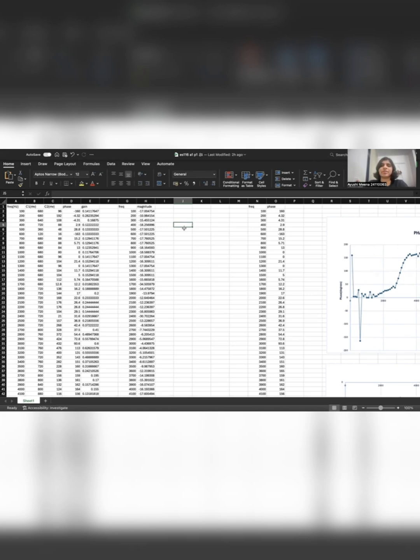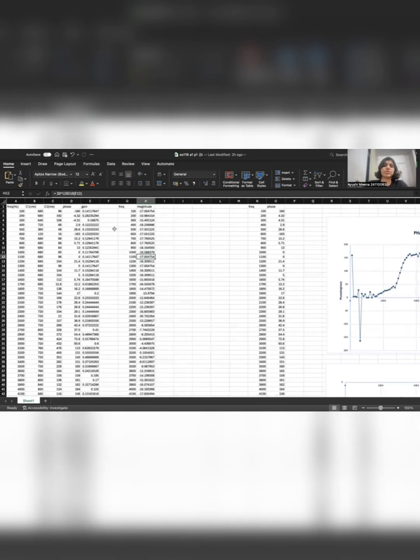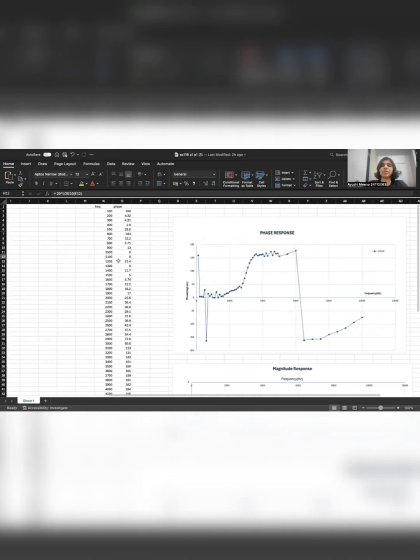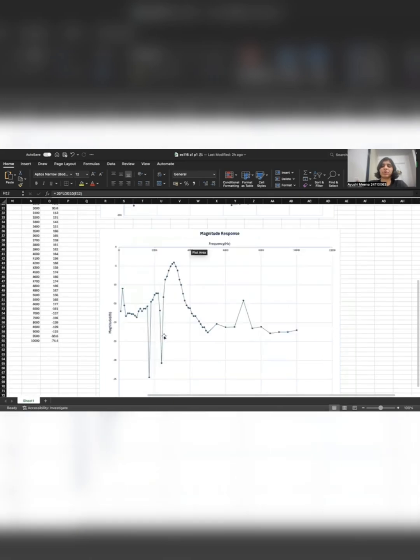So now I'm going to explain the results that we obtained in task 1. We take the readings in the USB from the digital oscilloscope as well as we take the readings in the Excel sheet. Here you could see the frequency column, C1 as an input column, C2 as an output column, the phase difference, the ratio, the magnitude which is 20 log gain, and here with the help of Excel we plot the phase response as well as the magnitude response.